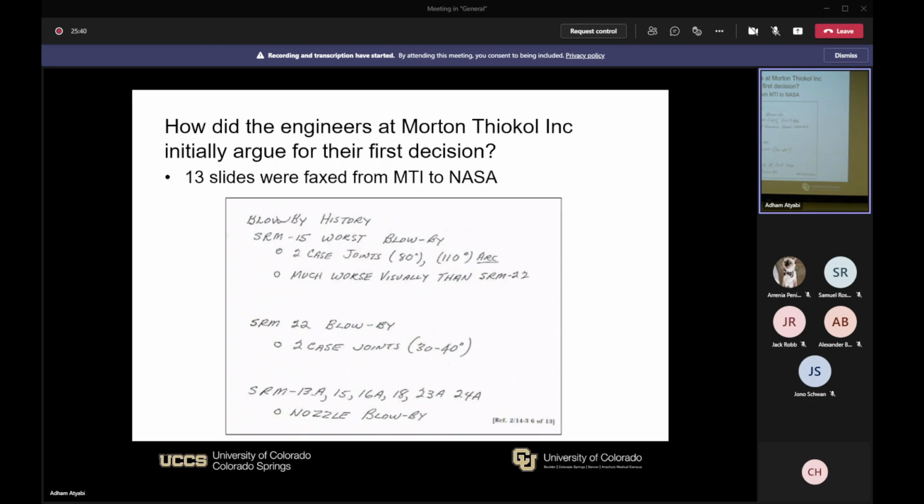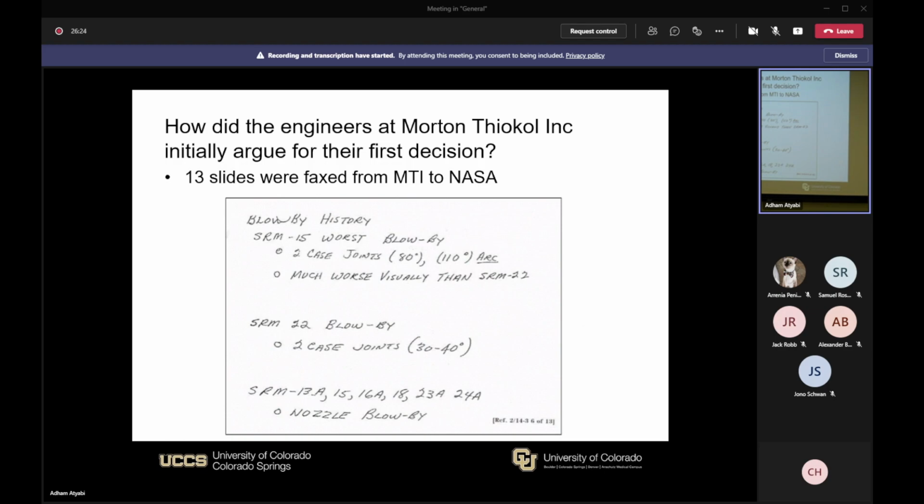Then the next two charts further narrowed the evidence. The blow-by history chart mentions the two previous launches, which is the SRM 15 and the SRM 22, in which soot or blow-by was detected in the field joints upon post-launch examination. This information, however, was already reported in the more detailed damage table that followed the title chart. The bottom two lines refer to nozzle blowout, an issue not relevant to launching the Challenger in cold weather, but they decided to leave it there.